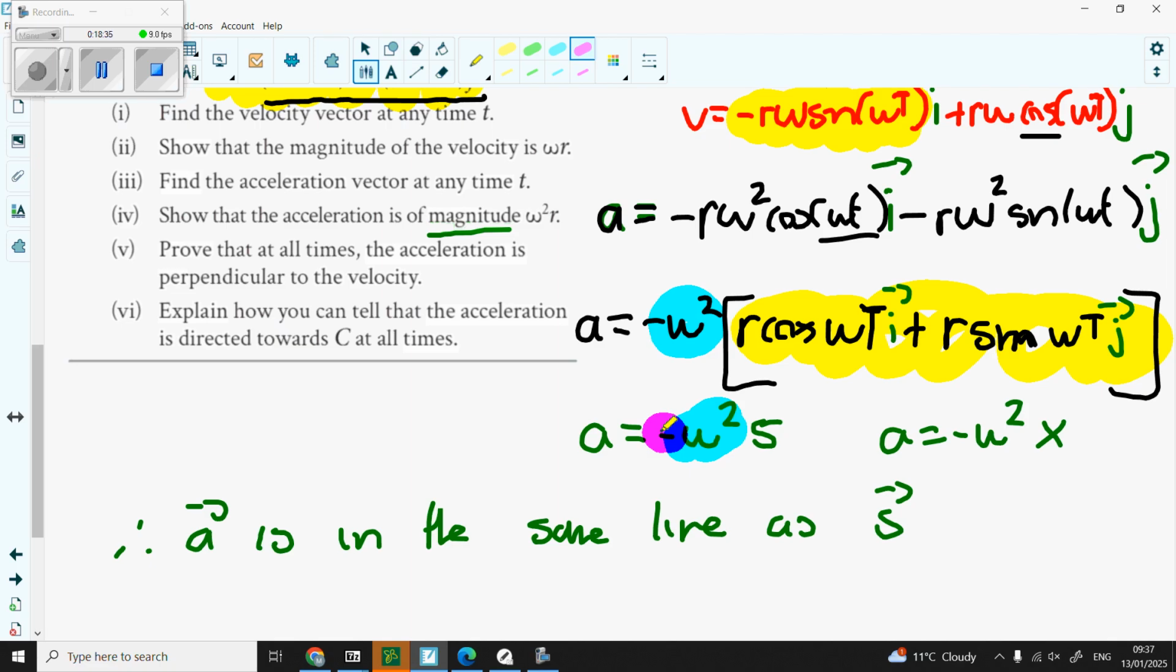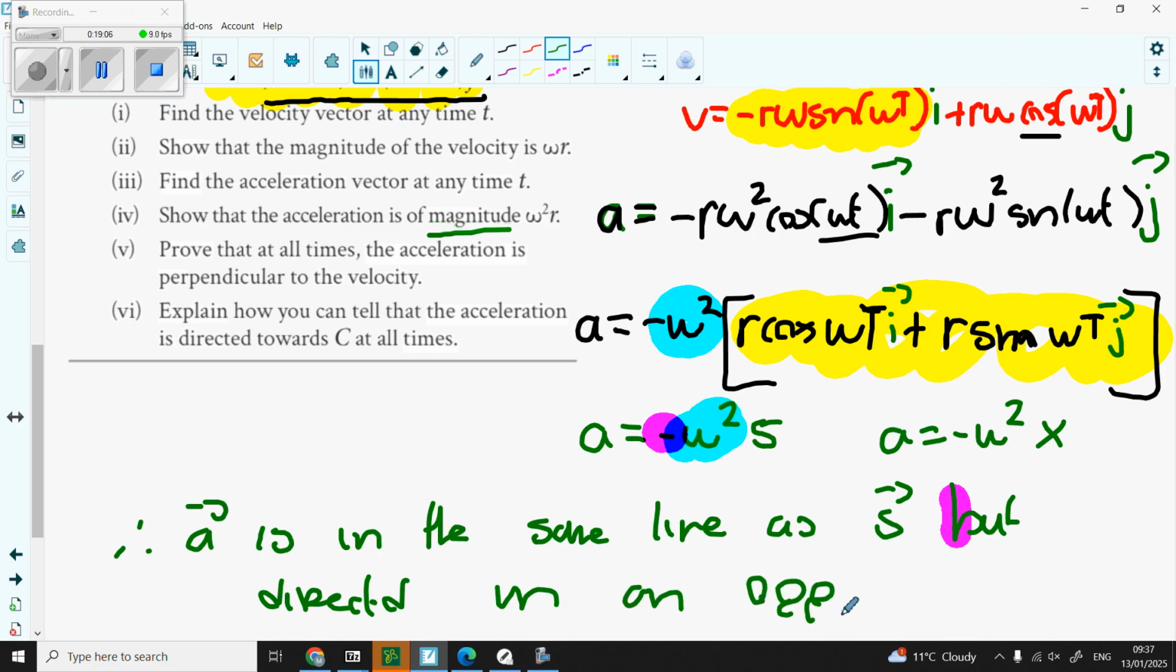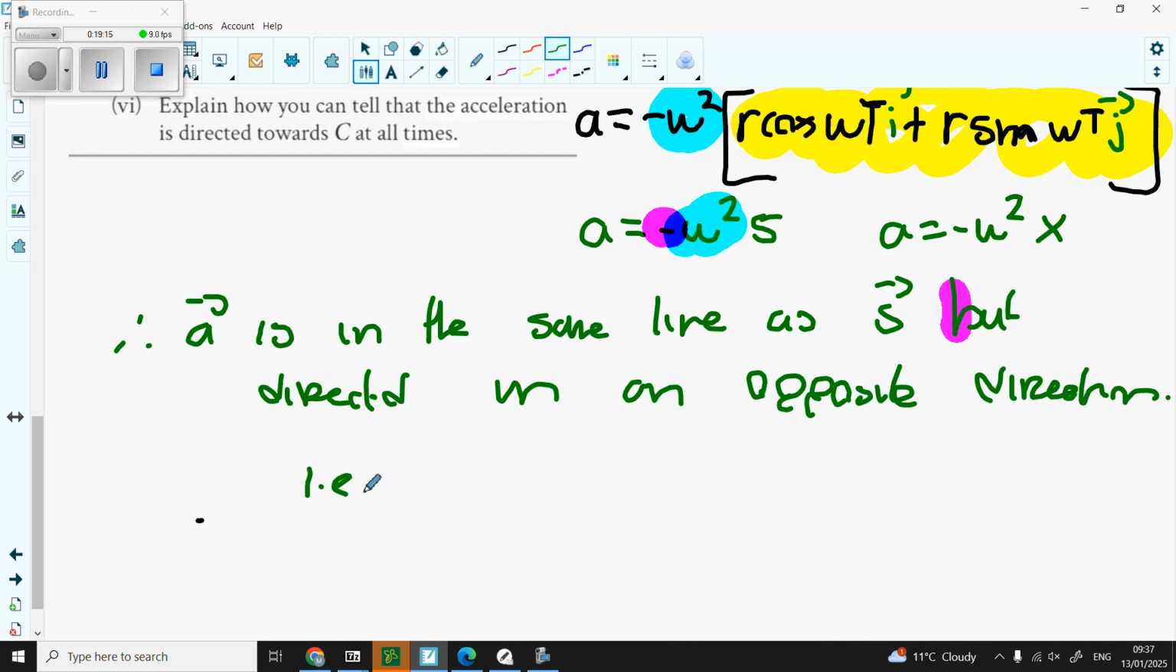The minus means it's in the opposite direction. So displacement is your distance away from the center, but because acceleration is minus, it's aiming back towards the center. It's just a difference in the sign. Plus is away, minus is back towards. Okay, so that's your official line there. Same line as s, but directed in the opposite direction, towards C.